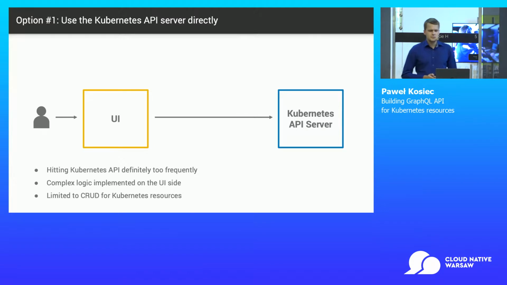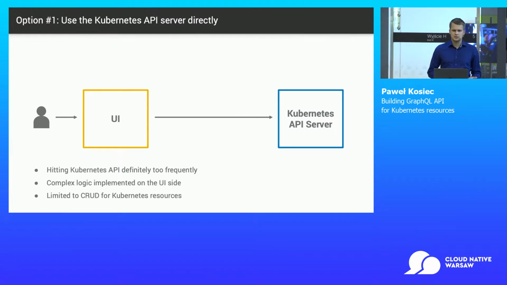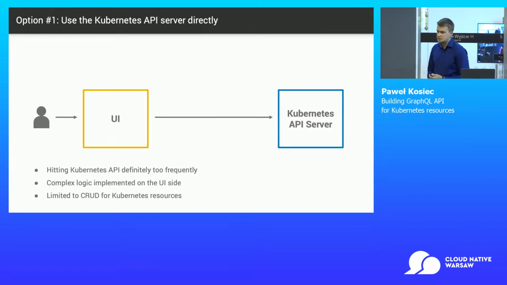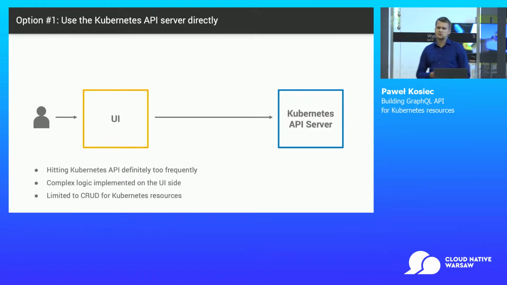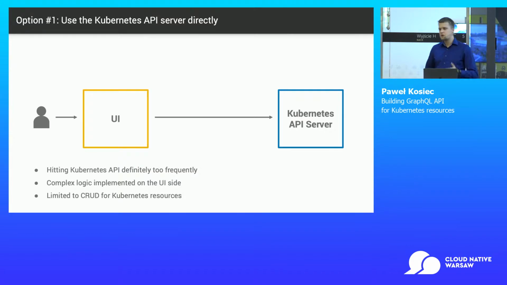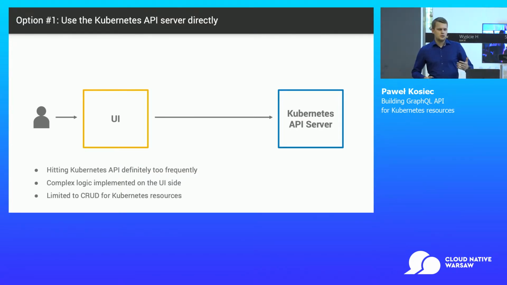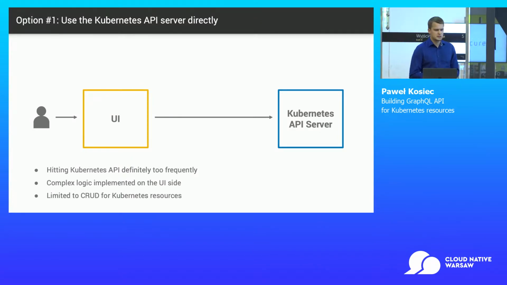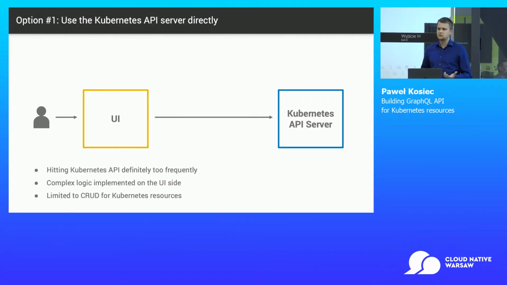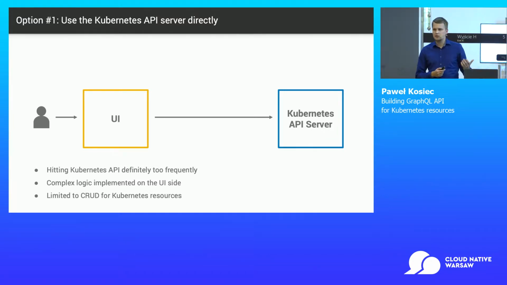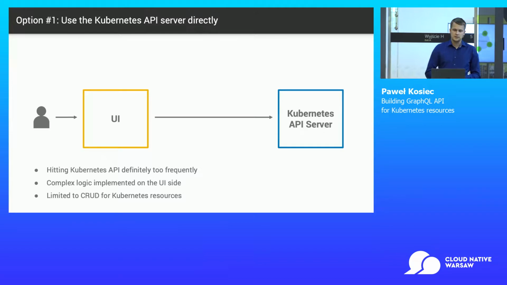And also, we are limited to the CRUD operations. Like I said before, this is how the Kubernetes API server works. So if we would like to have some other logic, then we would definitely need to deploy a new service for that.